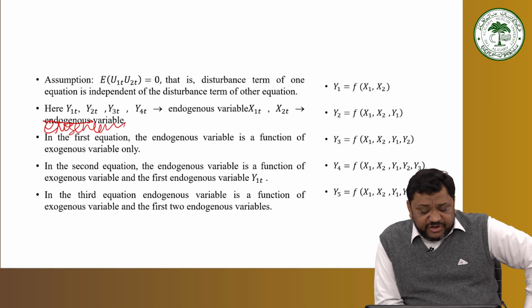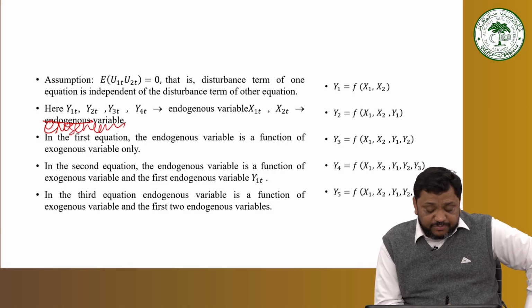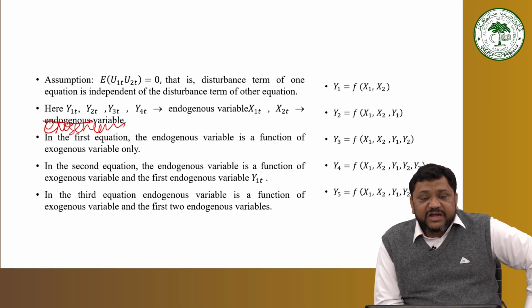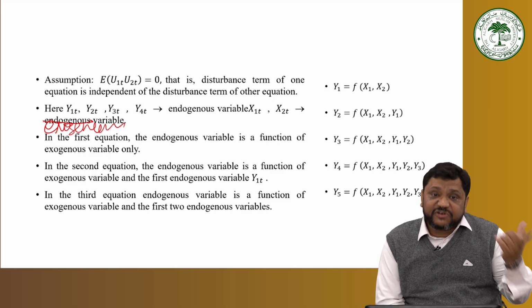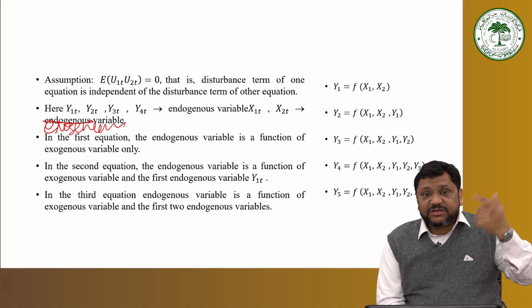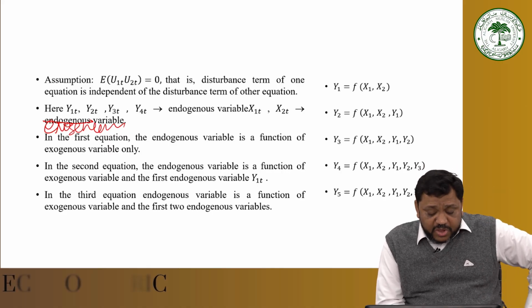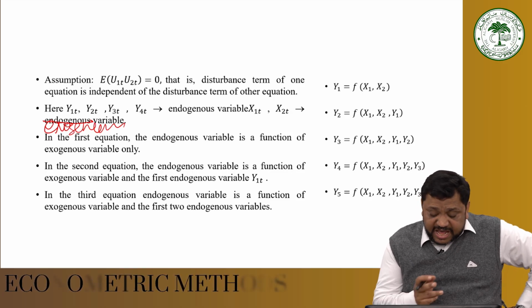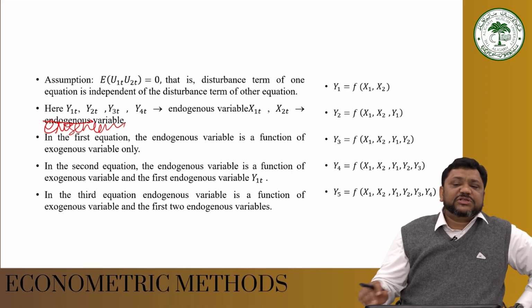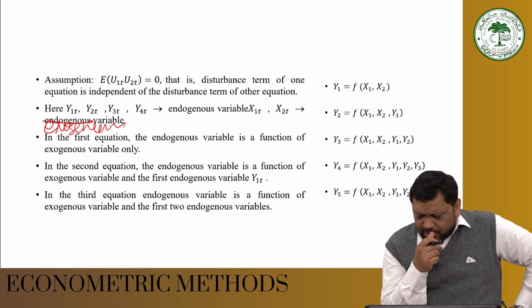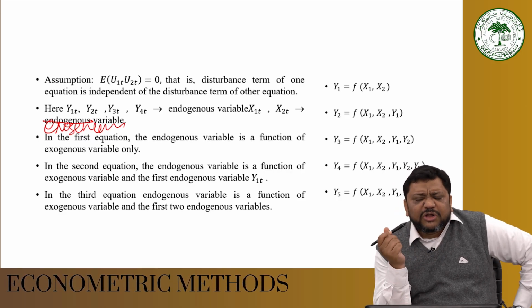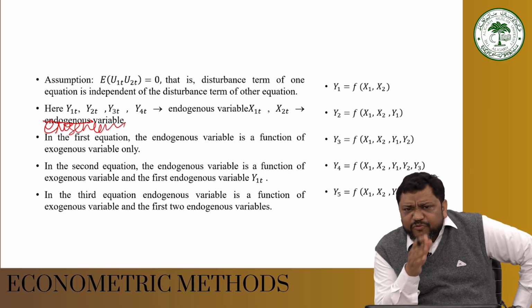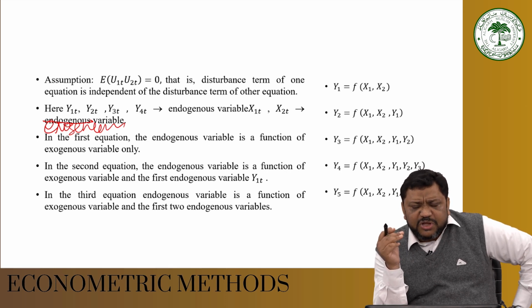In the first equation, the endogenous variable is a function of exogenous variables only. In the second equation, the endogenous variable is a function of exogenous and the first endogenous variable. In the third equation, the endogenous variable is a function of exogenous variables and the first two endogenous variables. So basically we are seeing a particular pattern of causation and it is moving in a particular direction.